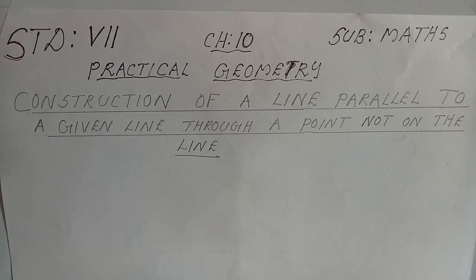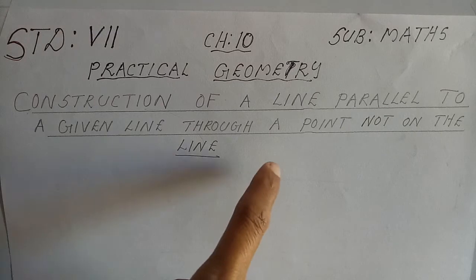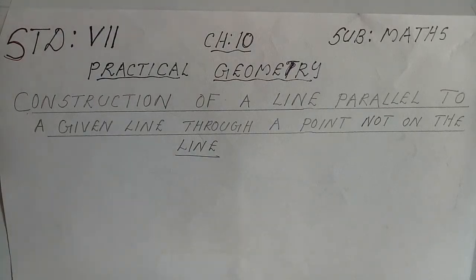So, take exercise 10.1. First question. Draw a line, say AB. Take a point C outside it. So, first of all, you have to draw one line AB. Then take a point outside this line. Through C, draw a line parallel to AB using ruler and compasses only. So, we can start it.